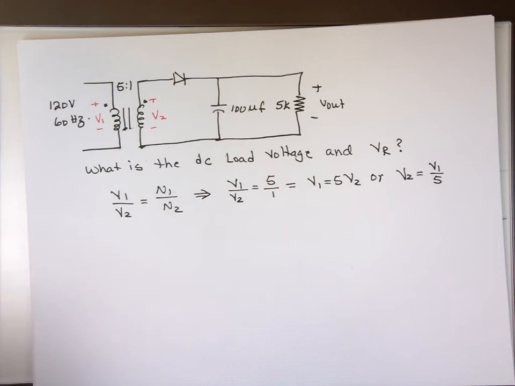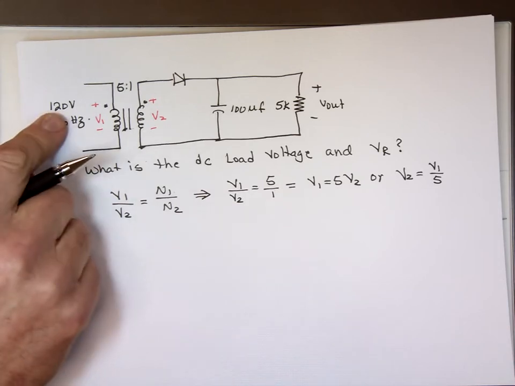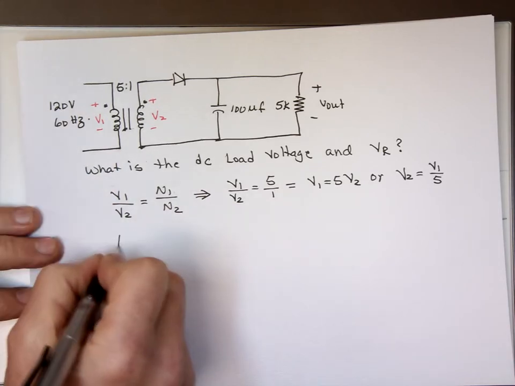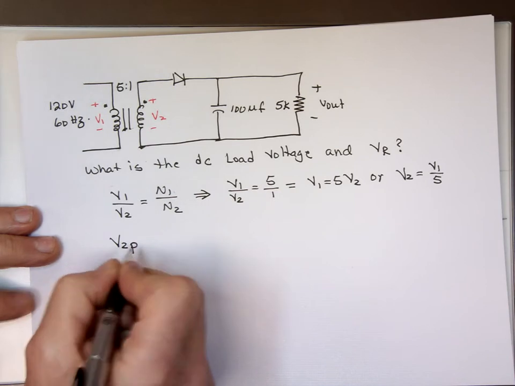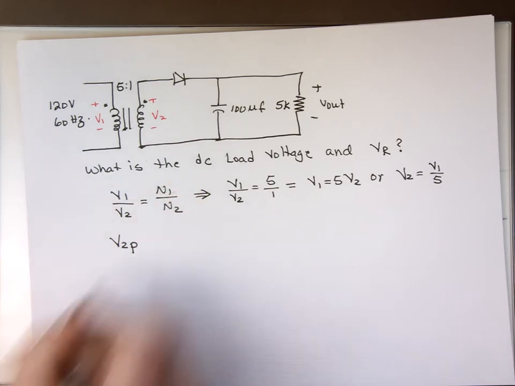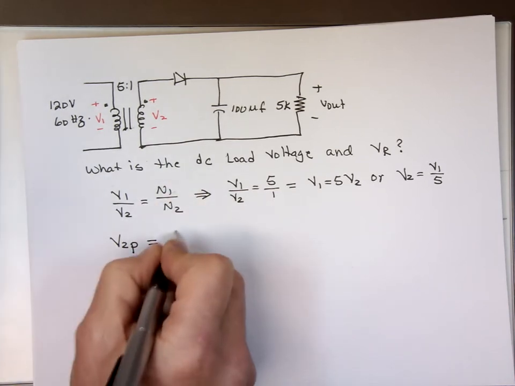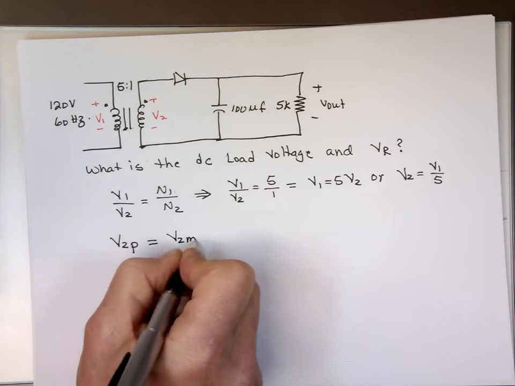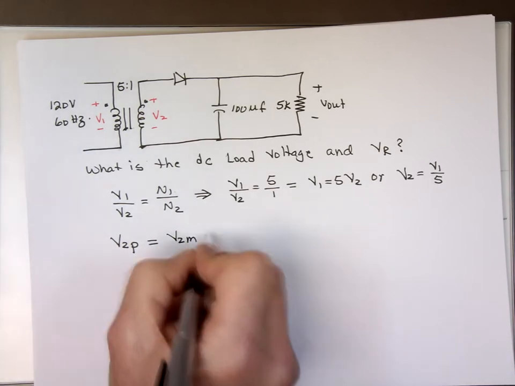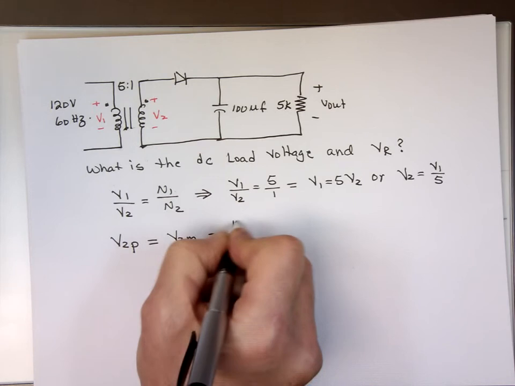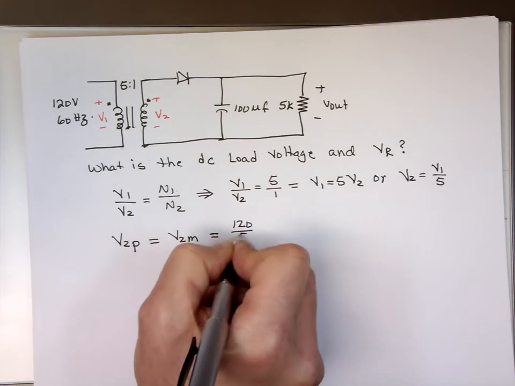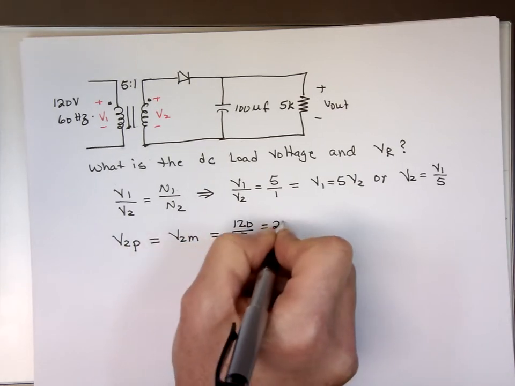This 120 is actually the peak voltage. So V2 peak, not the DC, the peak value, which we sometimes call the maximum value, is equal to 120 divided by 5, which is 24 volts peak.